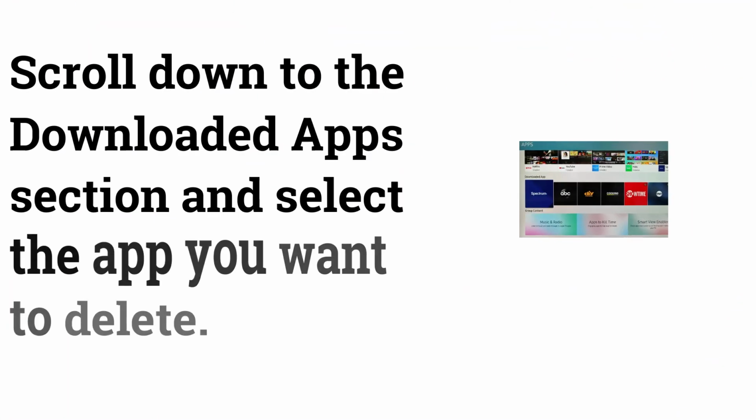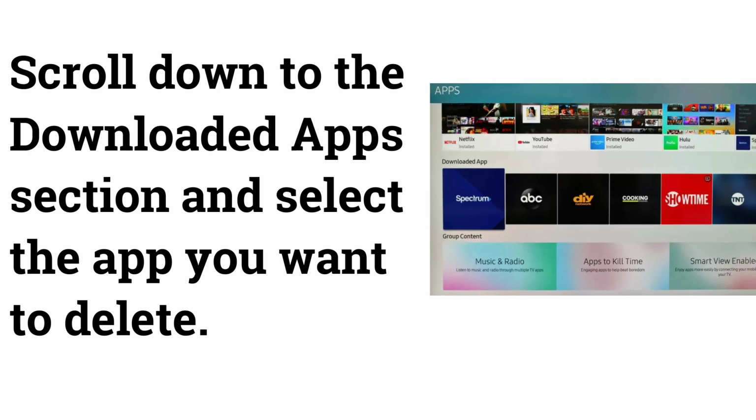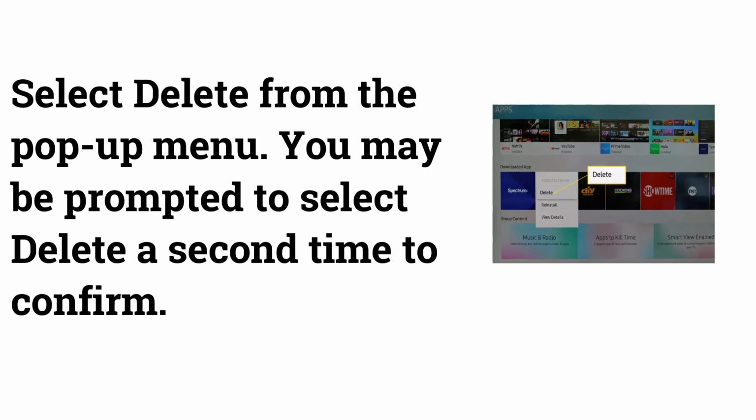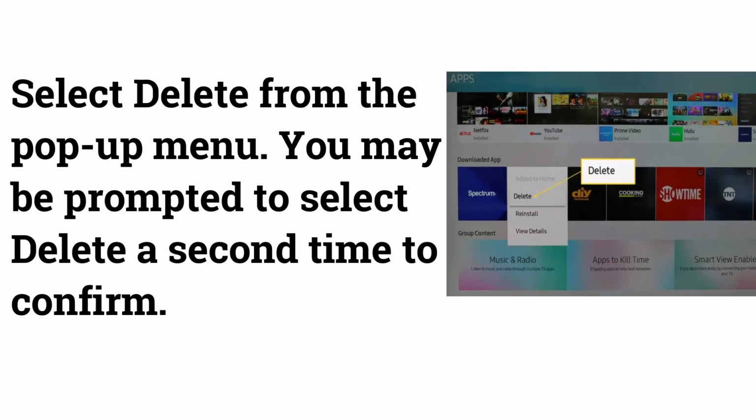Scroll down to the Downloaded Apps section and select the app you want to delete. Select Delete from the pop-up menu. You may be prompted to select Delete a second time to confirm. How to uninstall apps on a Samsung TV 2015 to 2016.